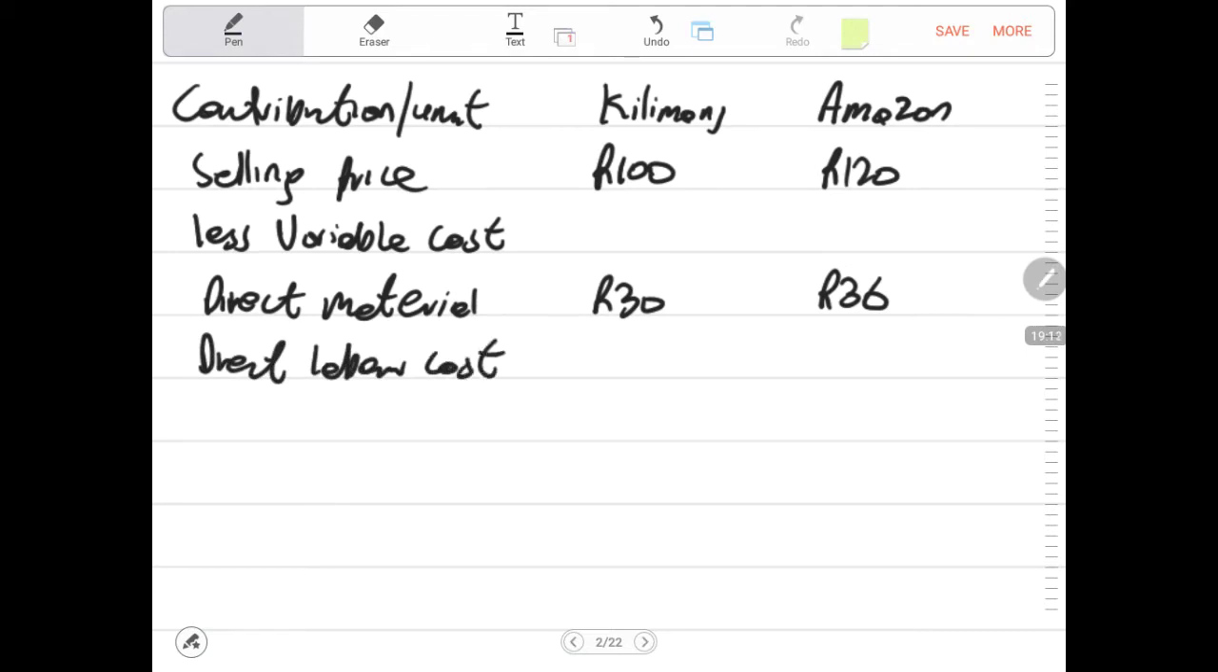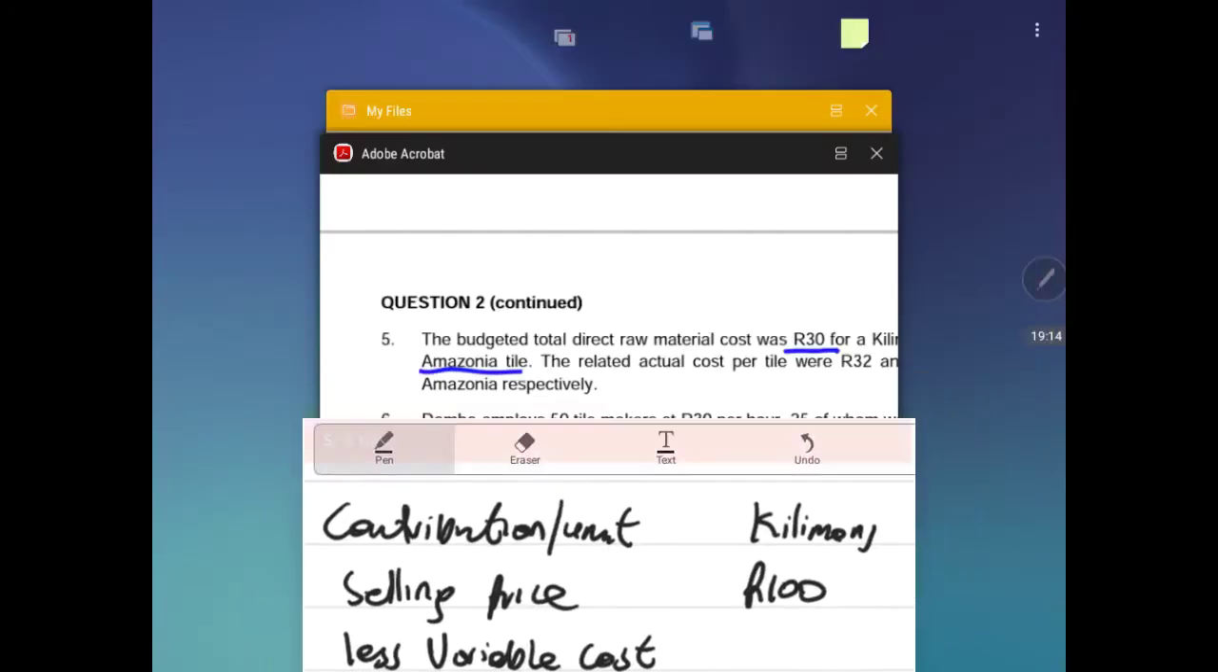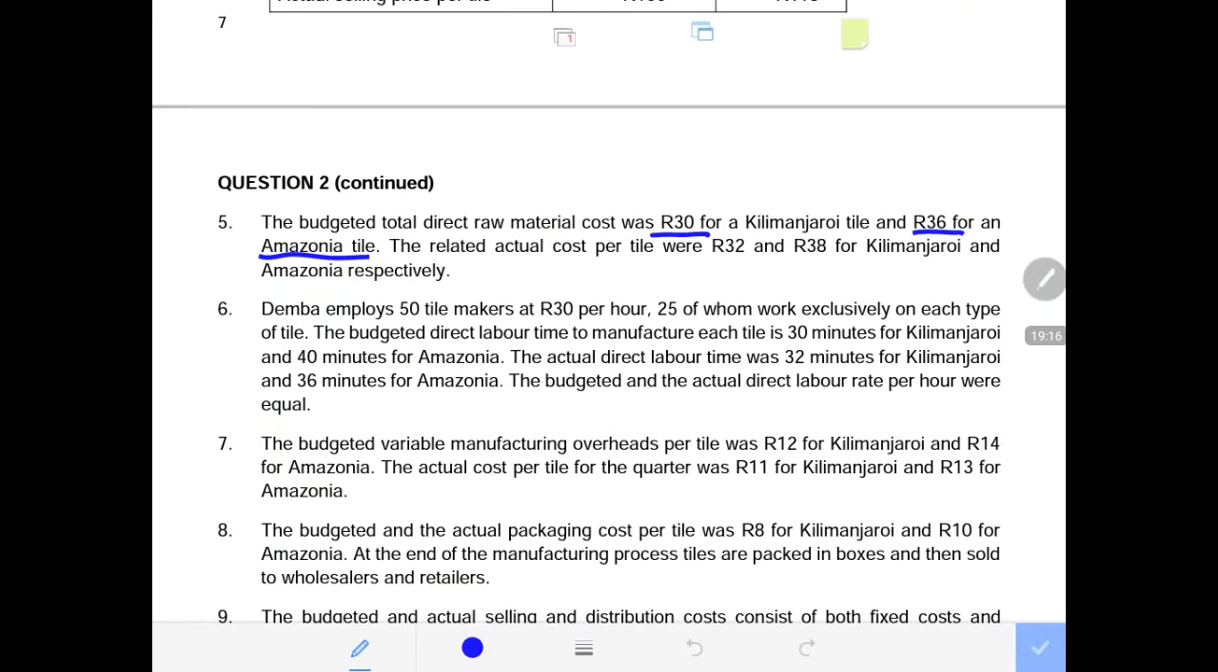And our direct labor cost is 30 Rand per hour. We need it per unit, not per hour. Now, if our employees are being paid 30 Rand per hour, and 25 of whom work exclusively on each type of the tile, budgeted direct labor time to manufacture its product is 30 minutes. For which product? For Kilimanjaro. So now we need to know how many minutes or time it takes to complete one product.